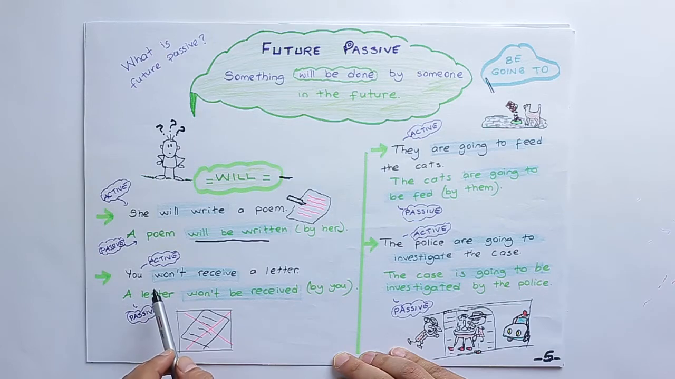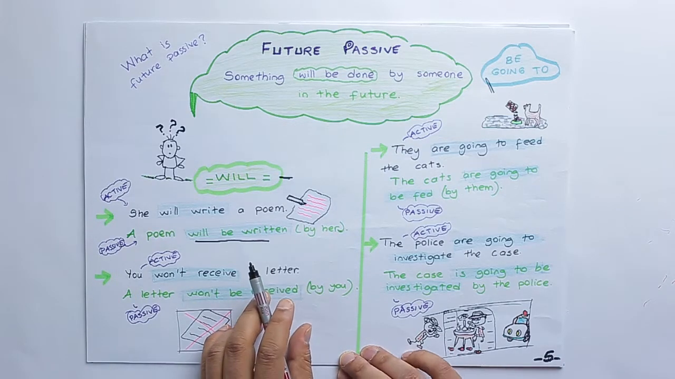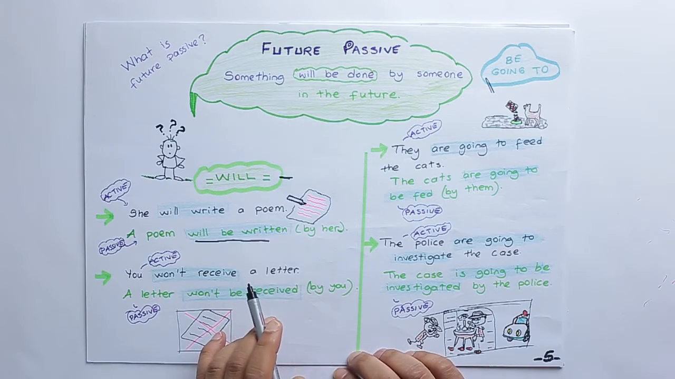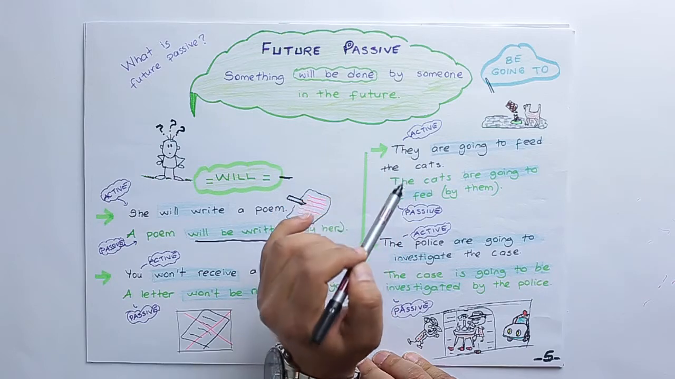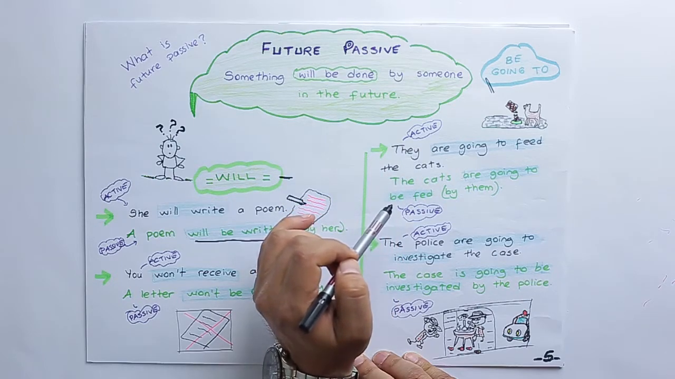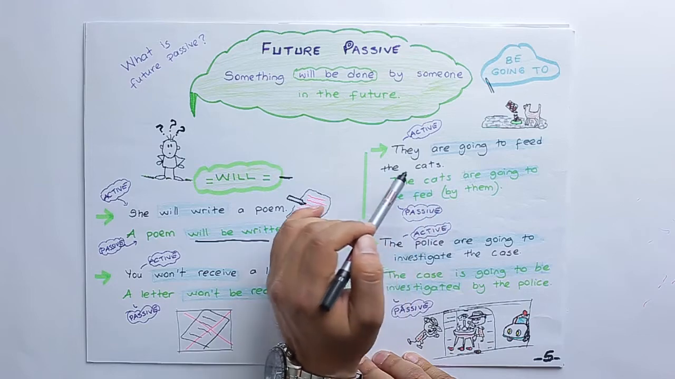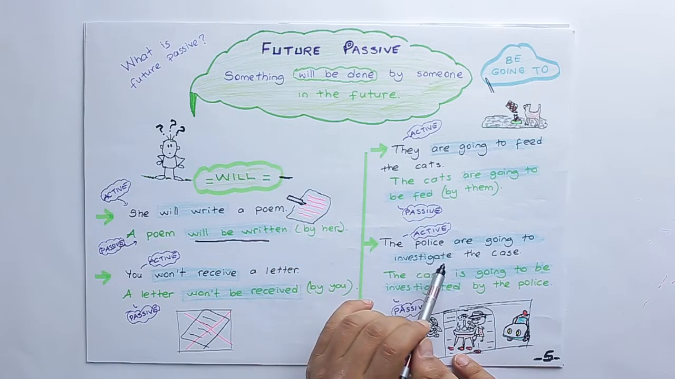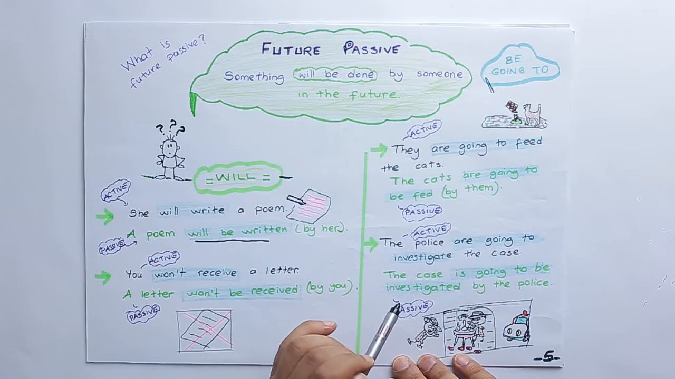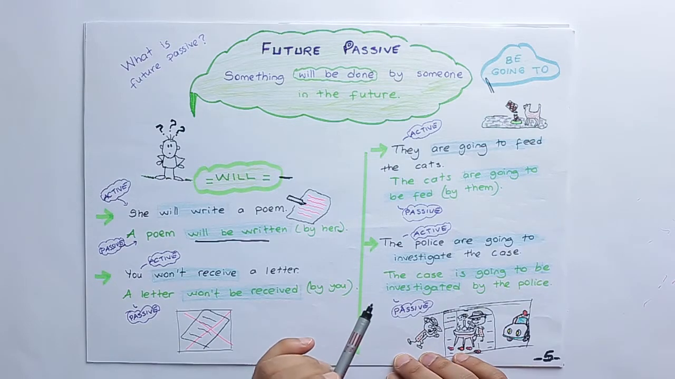Another example is you won't receive a letter. The passive form is a letter won't be received by you. For the be going to form, as an example, they are going to feed the cats. This is an active sentence, but the passive form is the cats are going to be fed by them. Another example is the police are going to investigate the case. The passive form is the case is going to be investigated by the police.